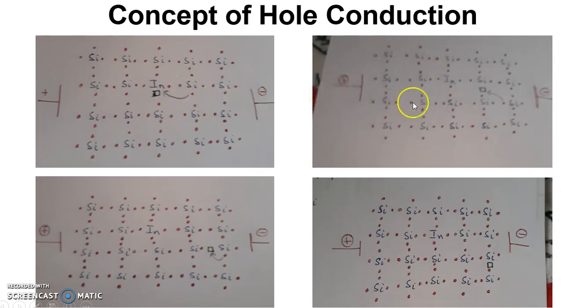So look at figure 2. You can see that the electron has jumped from here to here. So the indium has 4 electrons in the outermost shell and forms 4 covalent bonds, while this silicon is not having 1 electron because it has jumped here. So it has an unsatisfied bond. So in effect, we can say that the hole has moved from here to here.